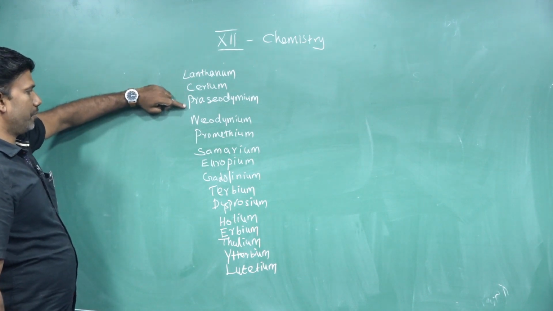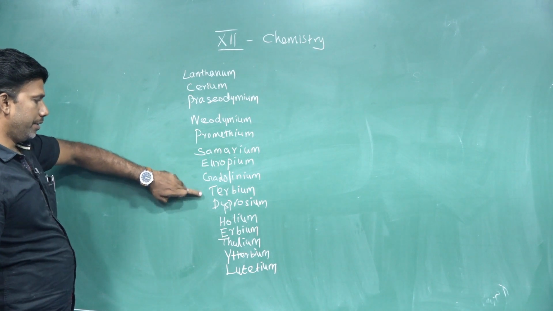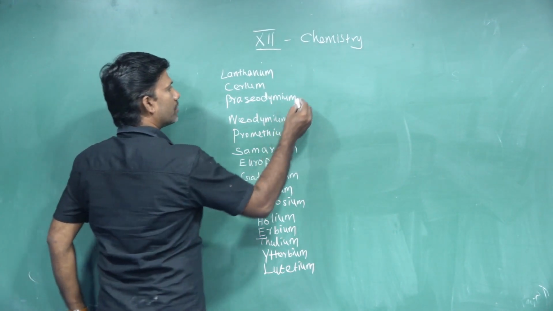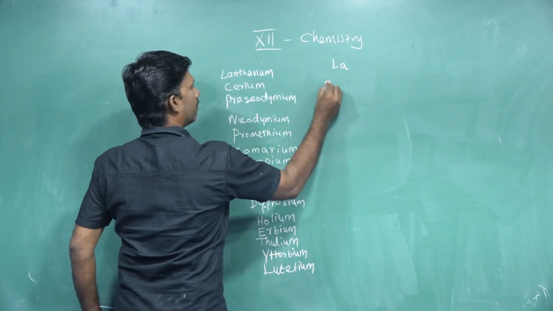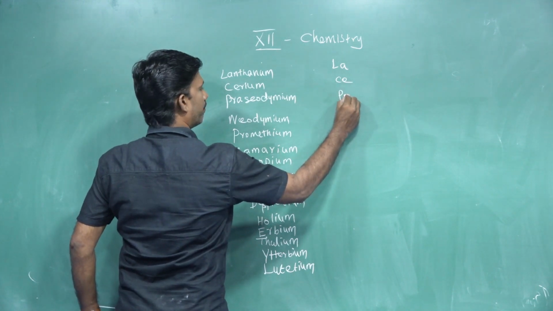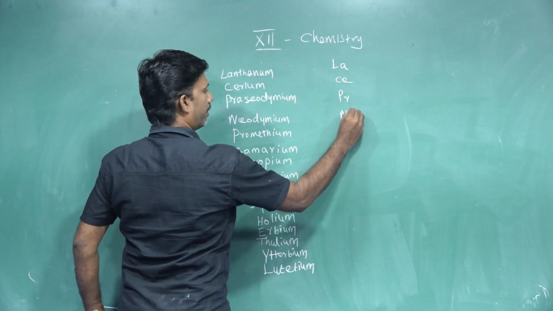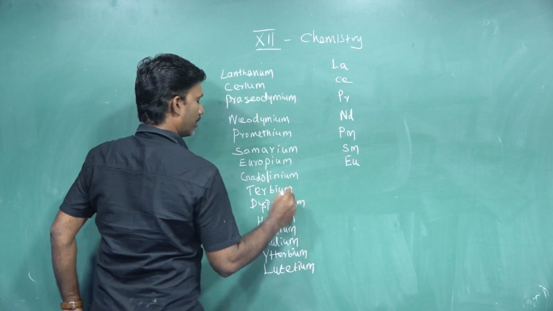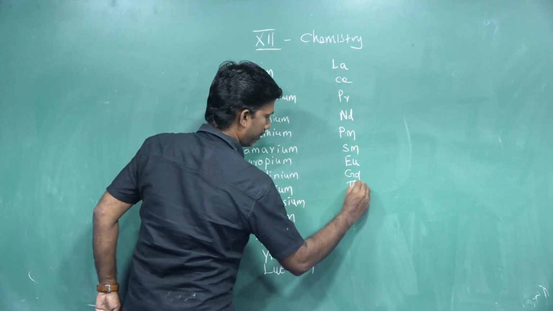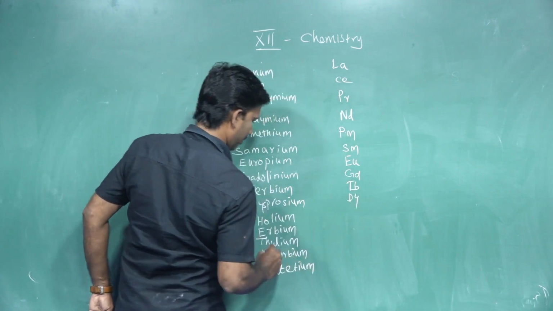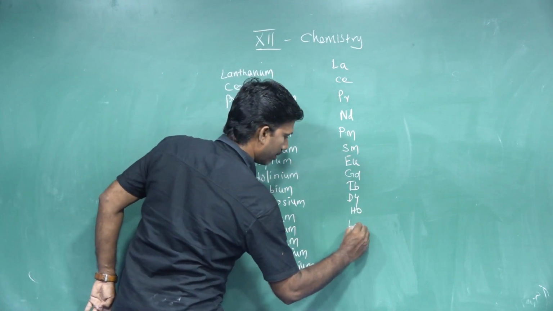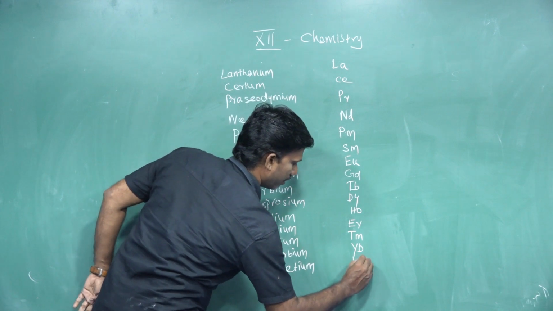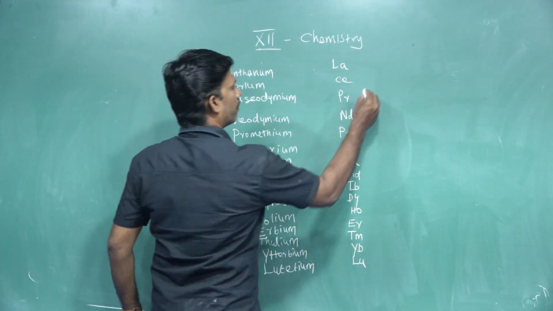Listen: lanthanum, cerium, praseodymium, neodymium, promethium, samarium, europium, gadolinium, terbium, dysprosium, holmium, erbium, thulium, ytterbium, lutetium. These are 15 elements. So let me write the symbols: lanthanum La, cerium Ce, praseodymium Pr, neodymium Nd, promethium Pm, samarium Sm, europium Eu, gadolinium Gd, terbium Tb, dysprosium Dy, holmium Ho, erbium Er, thulium Tm, ytterbium Yb, and lutetium Lu.